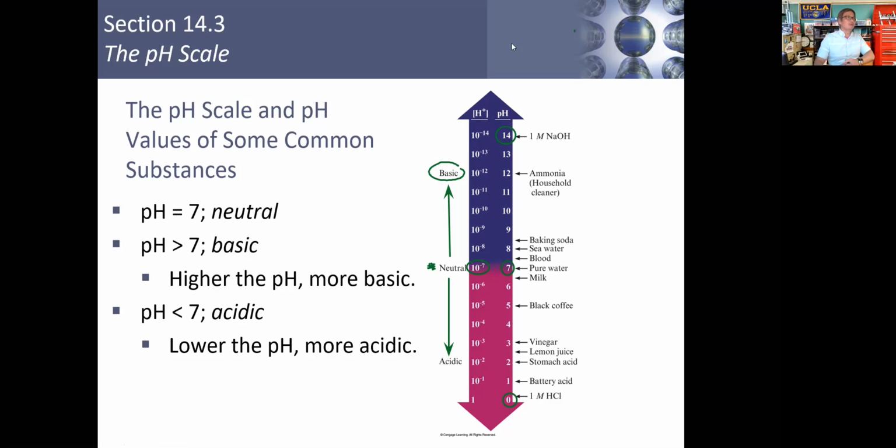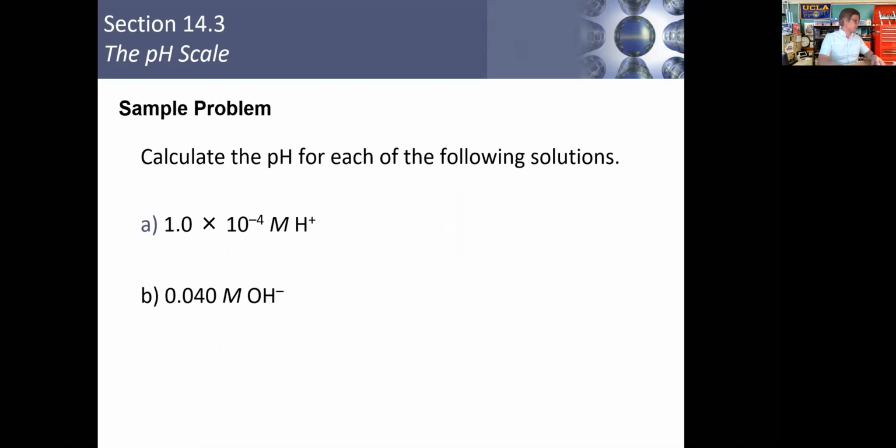All right, let's go ahead and calculate. Let's practice this a little bit. We have a pH here, and we were given a hydrogen ion concentration. Let's take a look at this. We're told it's 1 times 10 to the minus 4. So the hydrogen ion concentration here is equal to 1.0 times 10 to the minus 4 molar.